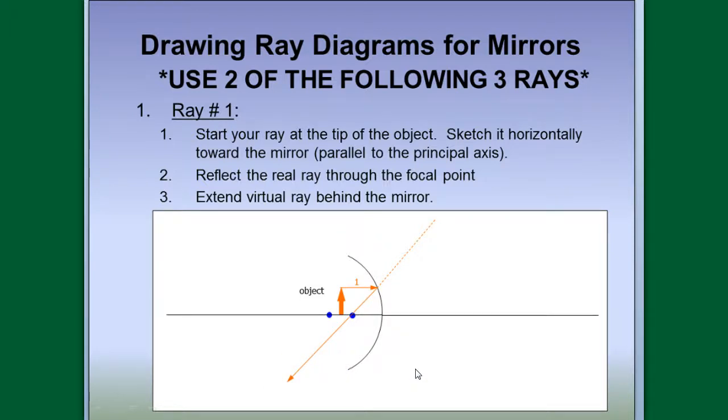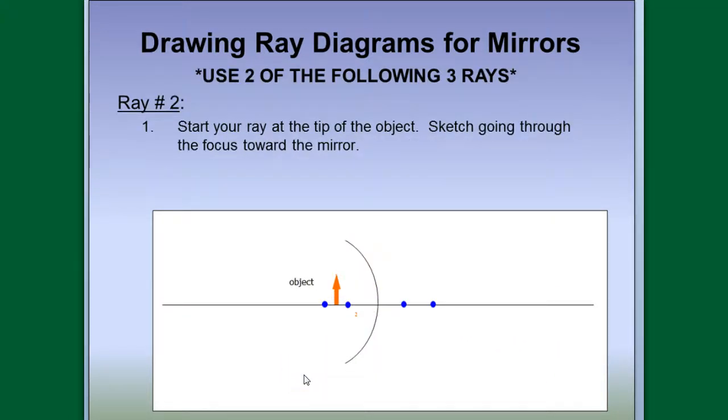So that's ray number 1, and we'll say this very often. You need to be able to repeat it. Ray number 1 goes parallel and then through the focus. Ray number 2 is really easy to remember because it's exactly the opposite of this. Ray number 1 went parallel and through the focus, and now ray number 2 goes through the focus and then is reflected parallel.